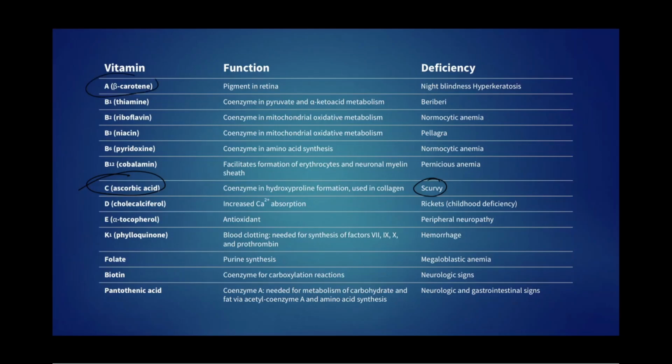Vitamin A, pigment in retina, so you can get night blindness if you are deficient in vitamin A. B2 is riboflavin, that's your normocytic anemia.